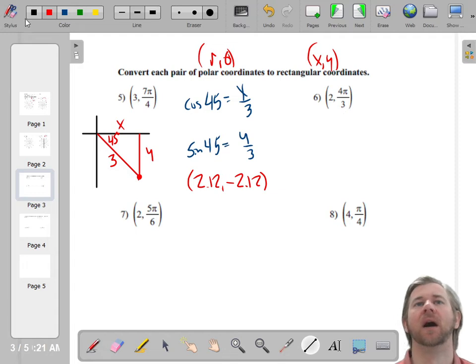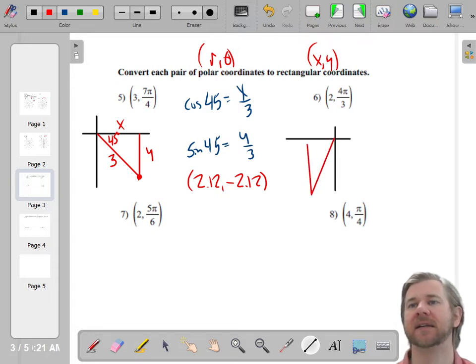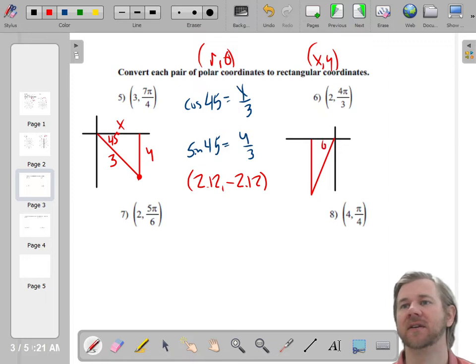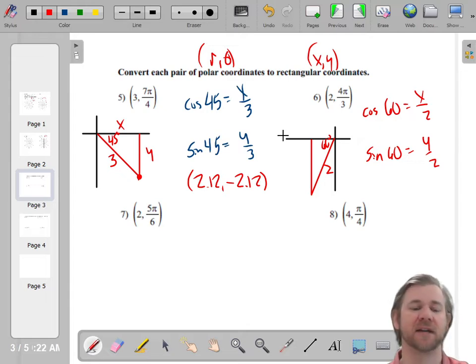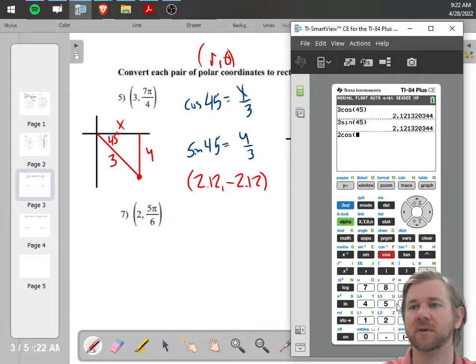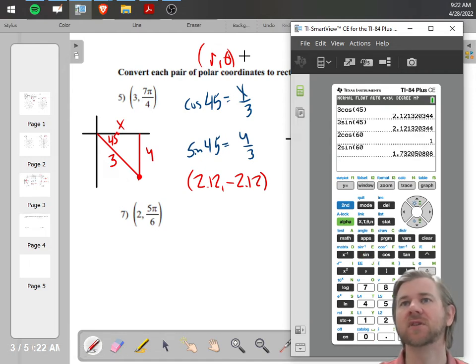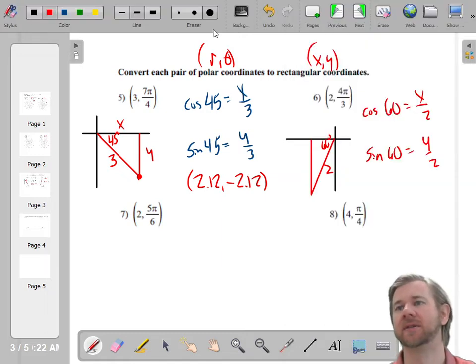Let's try another one. 4 pi over 3, so you have to know where that is. 4 pi over 3 is in the third quadrant, down here, and it is a 60-degree reference angle. So this is 60 degrees, and the radius is 2. Now I'm going to do my right triangle trig again. To find x, the cosine of 60 is x over 2, and the sine of 60 is y over 2. So when I multiply both sides by 2, I'll have 2 cosine 60 and 2 sine 60.